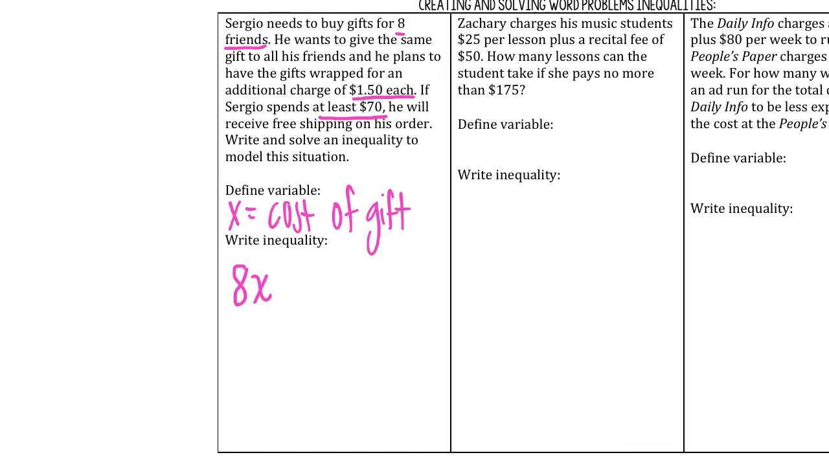Now, in addition to that, he wants to get it wrapped. So we have to add on $1.50. And it says $1.50 each, meaning $1.50 times 8. If he spends at least $70, then he'll get free shipping. So at least is kind of a tricky one. When you're trying to determine an inequality sign, at least you think would be less than. But we want the total cost over here to be more than $70 in order to get that free shipping. So at least actually means greater than or equal to.